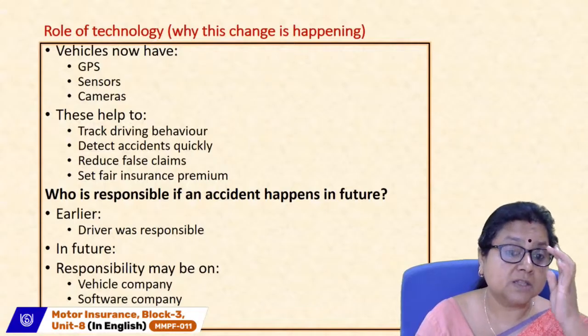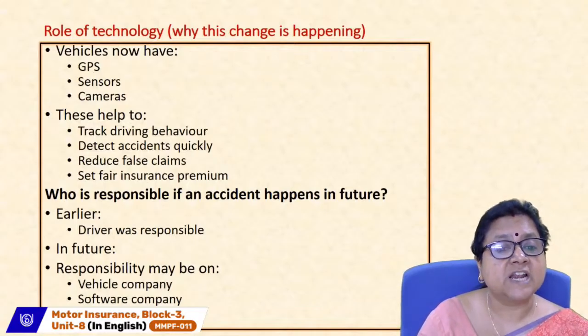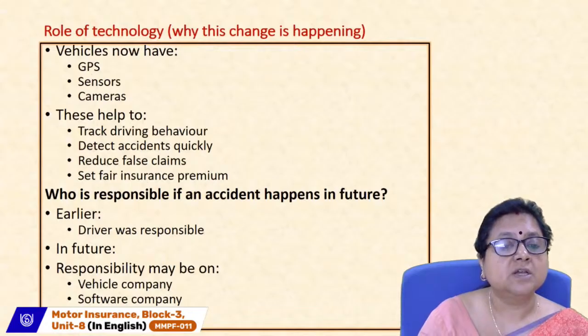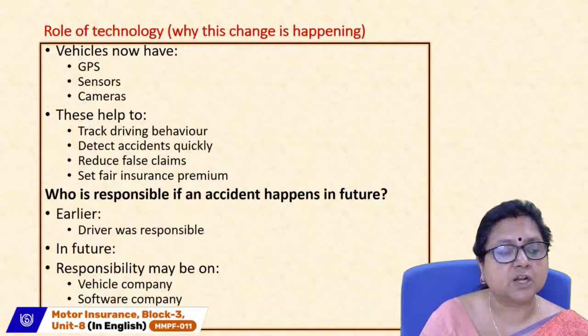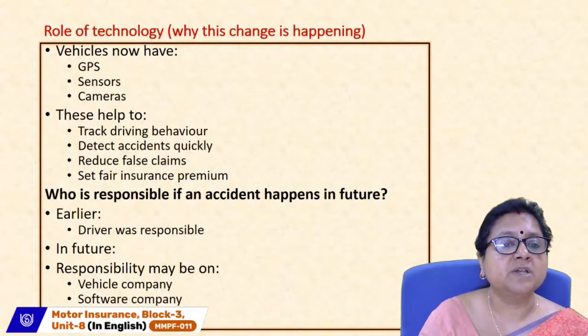Earlier, since there was less evidence, it was very difficult to prove whether the claim was true or false. But nowadays, with the advance of technology, claims are being made fairly and the premiums are also set very fairly.